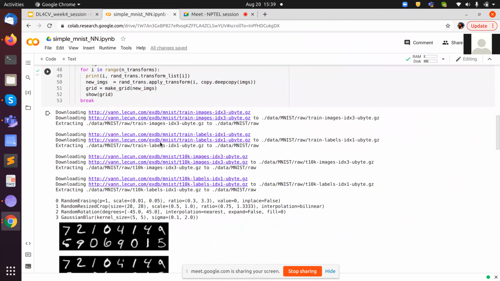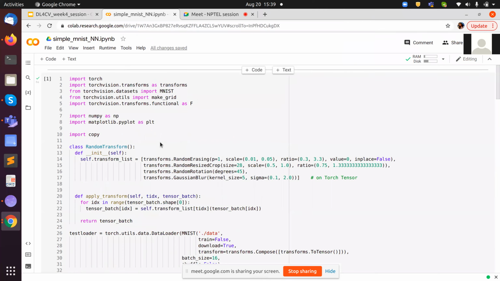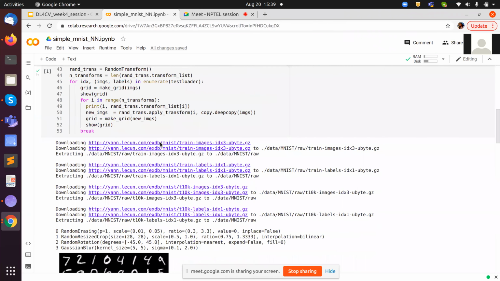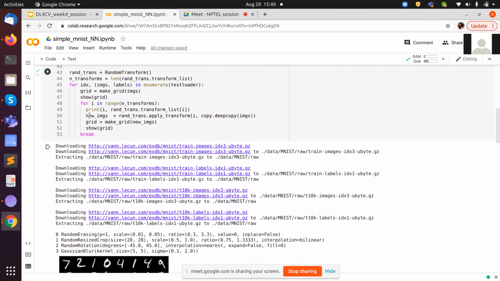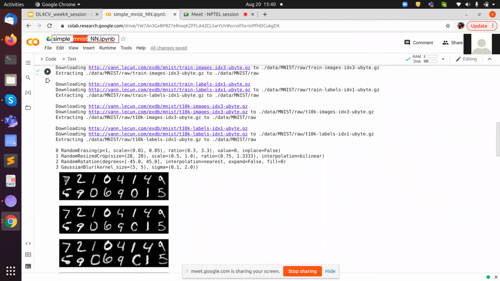So here is a simple implementation. In this implementation, we have considered a dataset called MNIST. It's a dataset of digits which are written by hand. They are 28 by 28 images. It looks like this, okay? And this is simply a binary image, either 0 or 1. So this is how it looks.